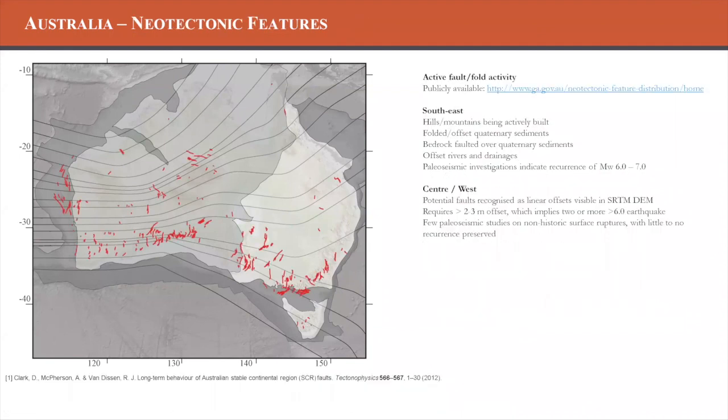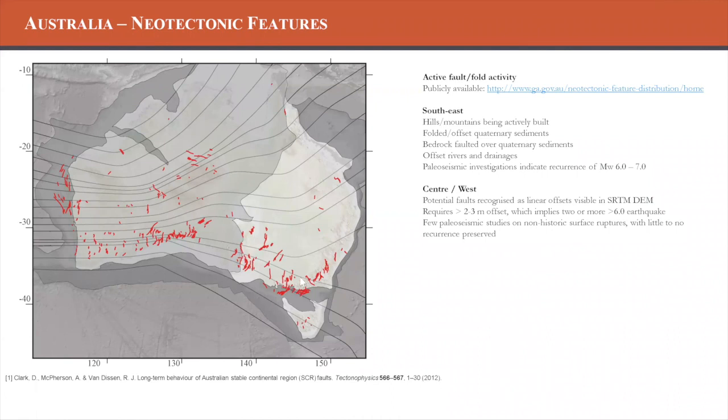So thinking about the neotectonic features that we recognize, all these red lines here are captured in Geoscience Australia's active neotectonic fault database. And this database is publicly available online. I just want to focus on the east first again.